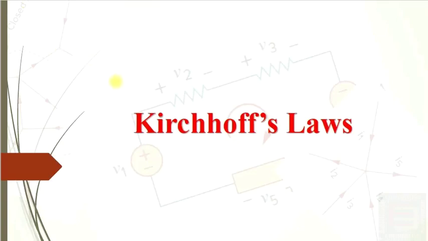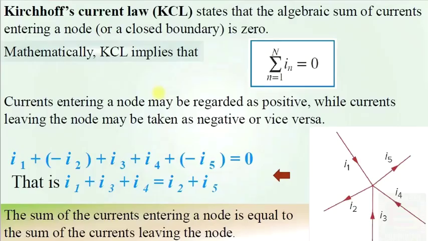Kirchhoff's voltage law and Kirchhoff's current law, along with Ohm's law, provide a set of powerful tools for solving most of the circuits. And there are two Kirchhoff's laws. One is Kirchhoff's current law, which states that the algebraic sum of the currents entering a node or a closed boundary is 0.